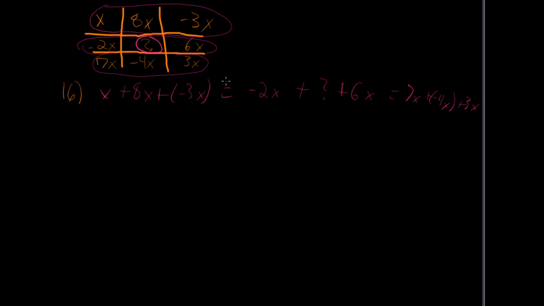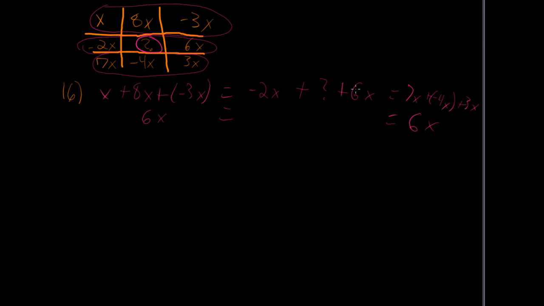And we can just simplify these because these are all like terms. So x plus 8x minus 3x is equal to 6x. And that has to be equal to 7x minus 4x plus 3x, which is 6x. So these two are equal. We just need to find which term will make this one equal to 6x.